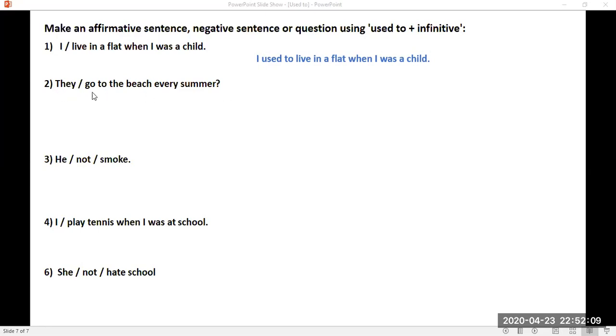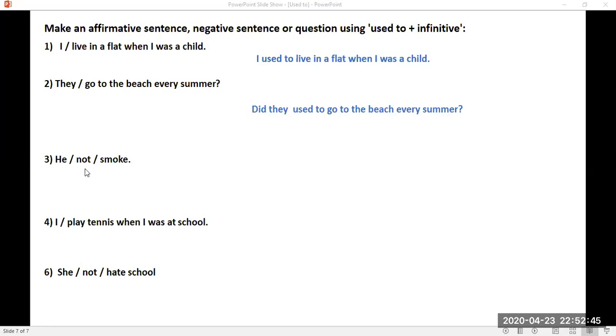The second one, if you look at it, we have a question mark here. So we need to form a question. So it's going to be, did they use to go to the beach every summer? Sorry for the mistake here. Did they use to go to the beach every summer?